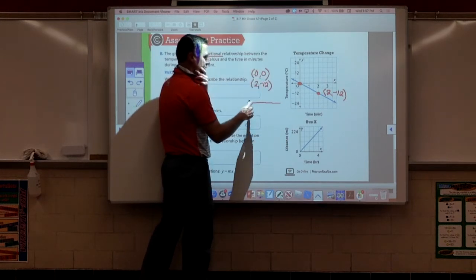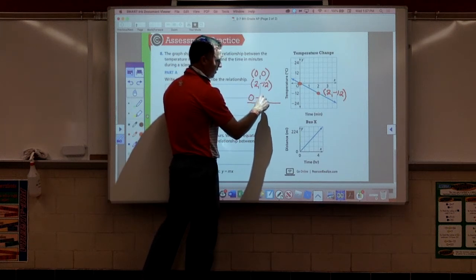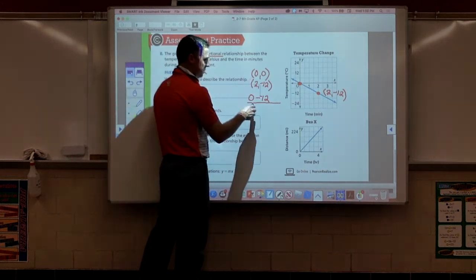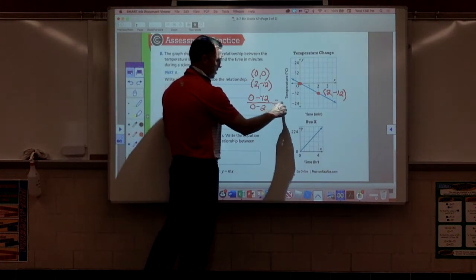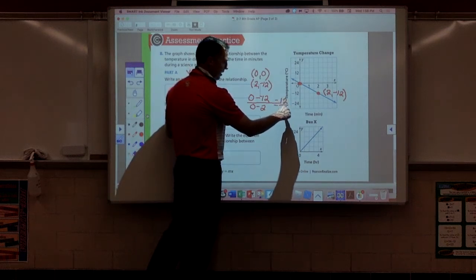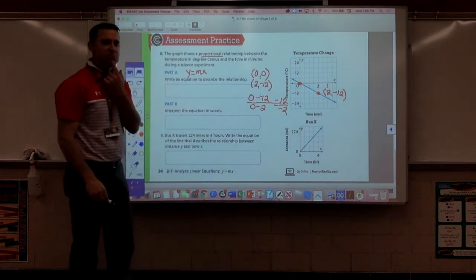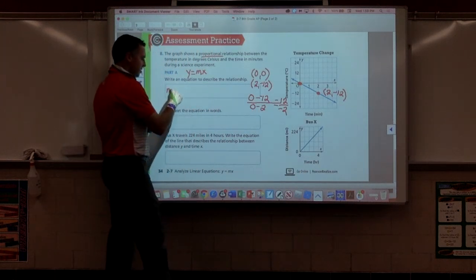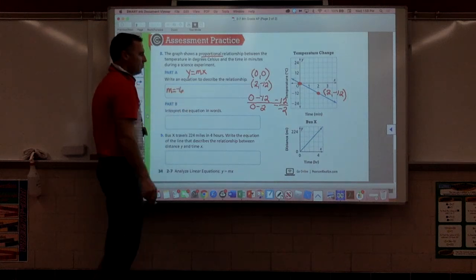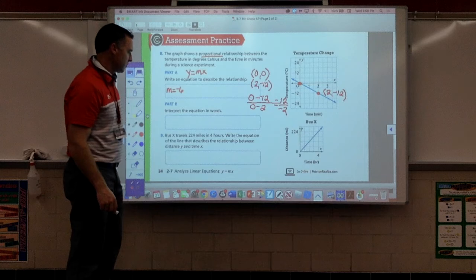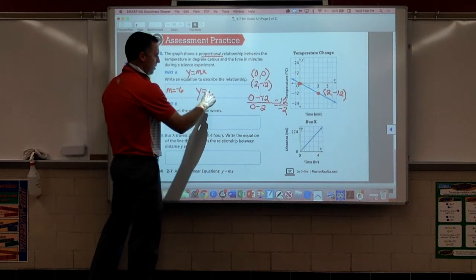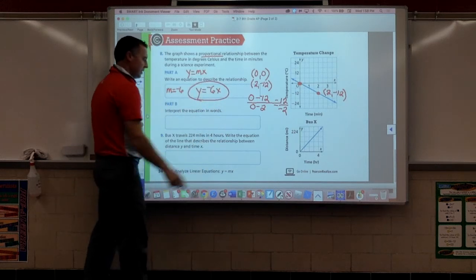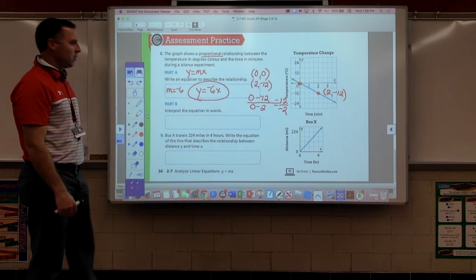Bigger y values first. I'm going to go 0 minus negative 12 on the top. X values, 0 minus 2. I'm getting 12 over negative 2. If I divide that, that equals negative 6. So your slope is negative 6. Now, what does that mean? Oh, wait a second. We have to write an equation first. Y equals, put your slope in there for m. Replace m with your slope. That's it. Now, interpret the equation in words.